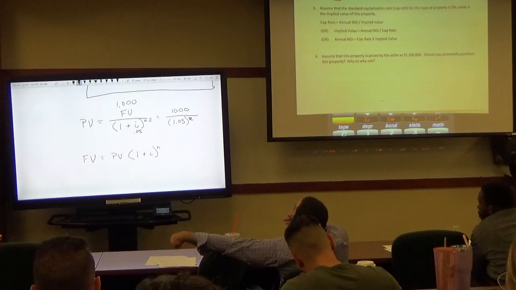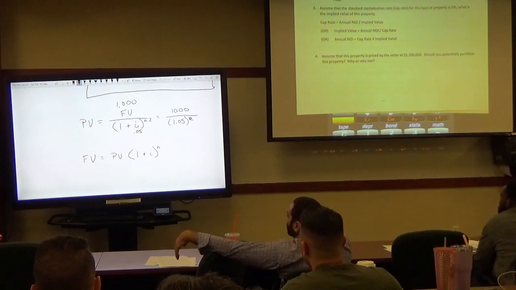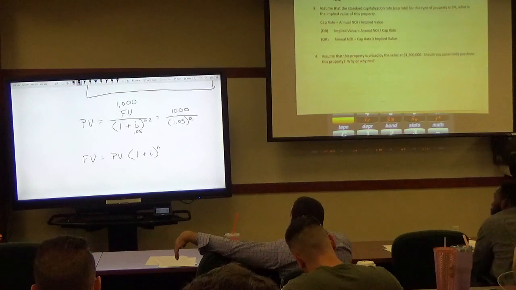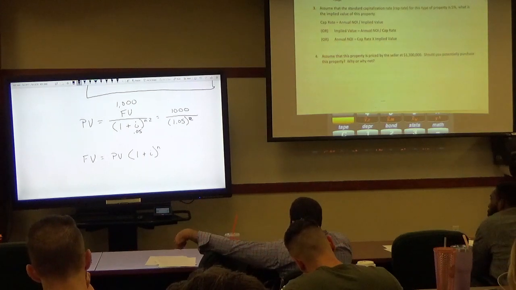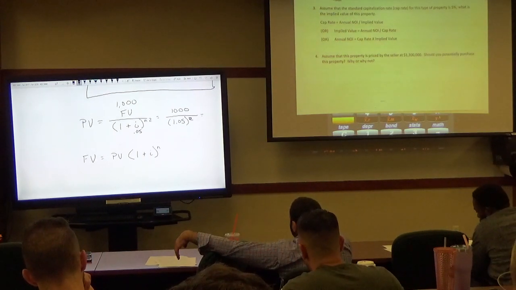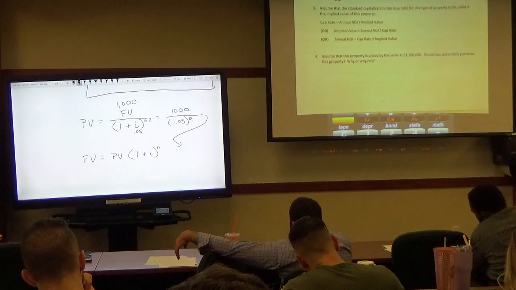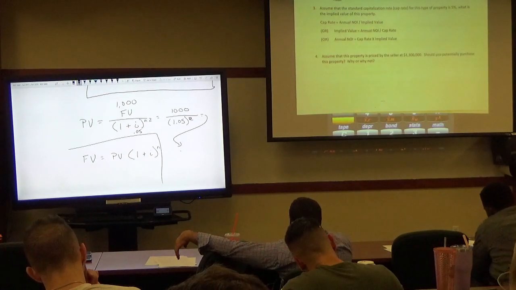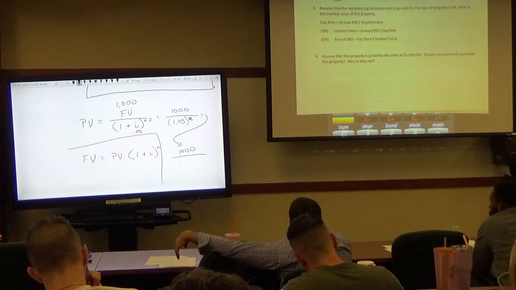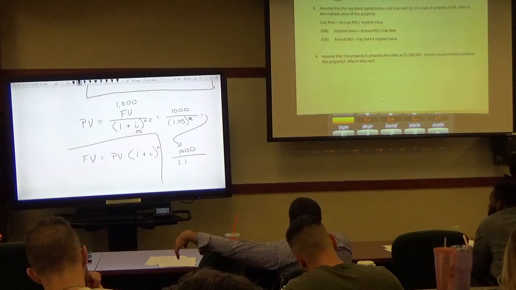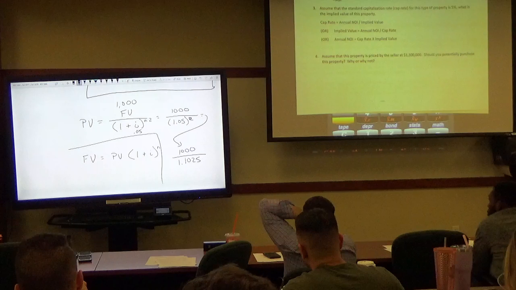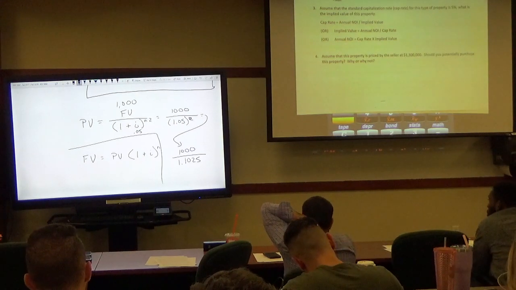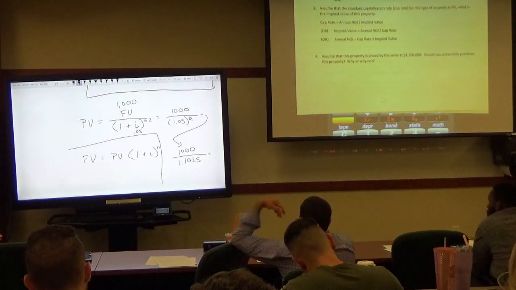So just to illustrate, 1.05 raised to the power of 2. So this is going to be 1,000 divided by 1.1025, okay? That's what 1.05 raised to the power of 2 is. And then we solve for that.